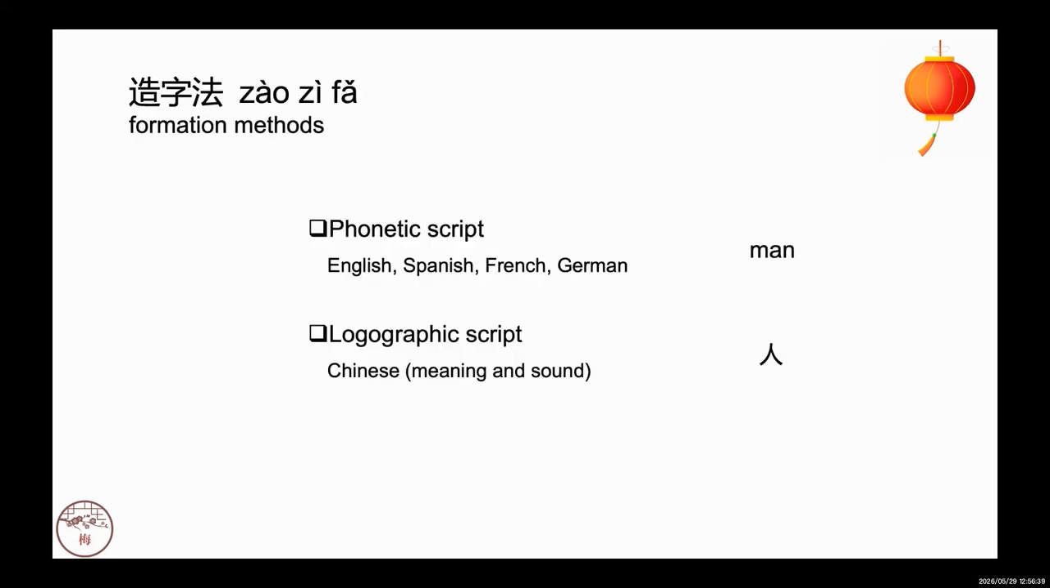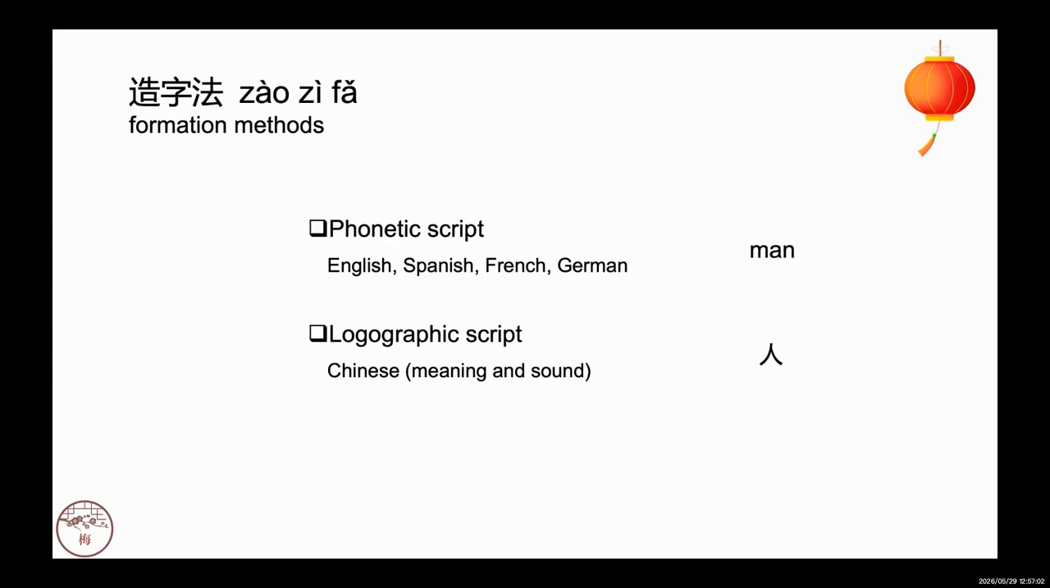Okay, now the first part of today's class is about the Chinese character formation methods. 造字法. 造 means create, 字 means character, word, 法 means method.